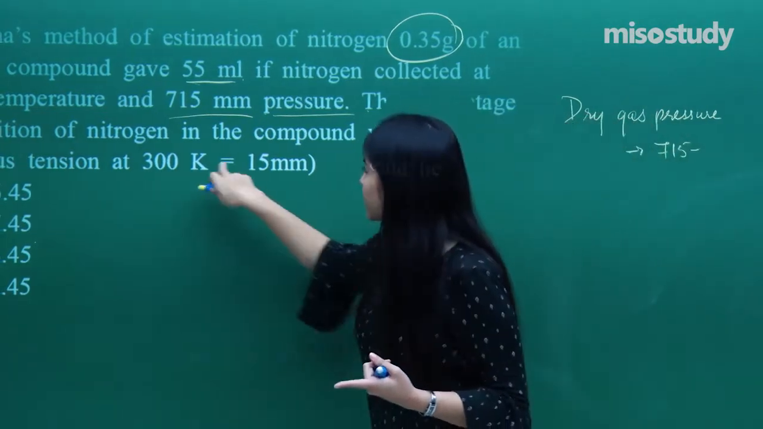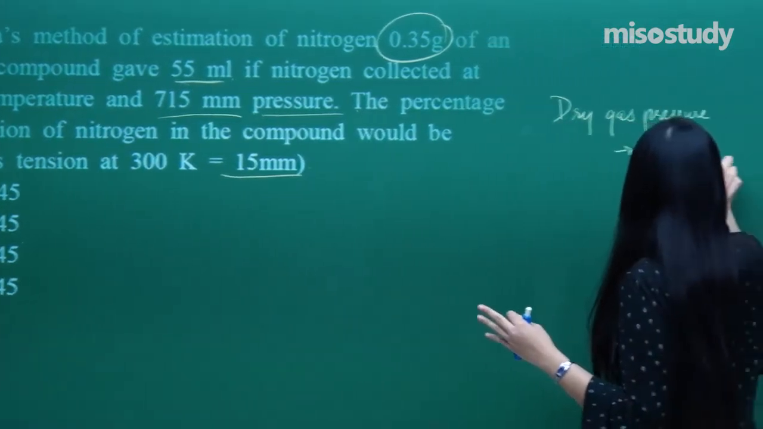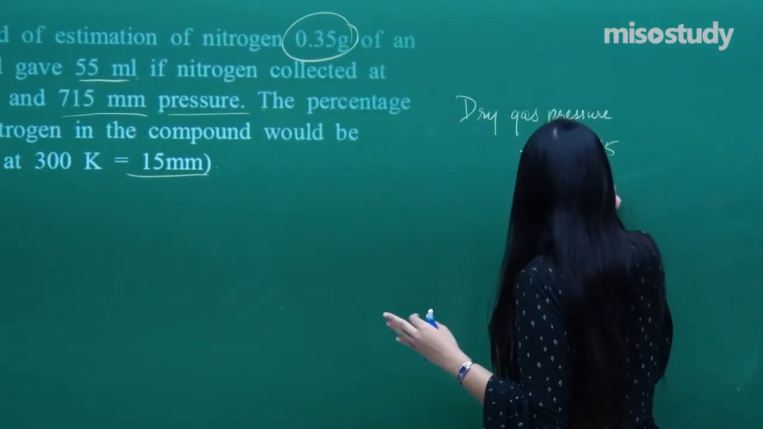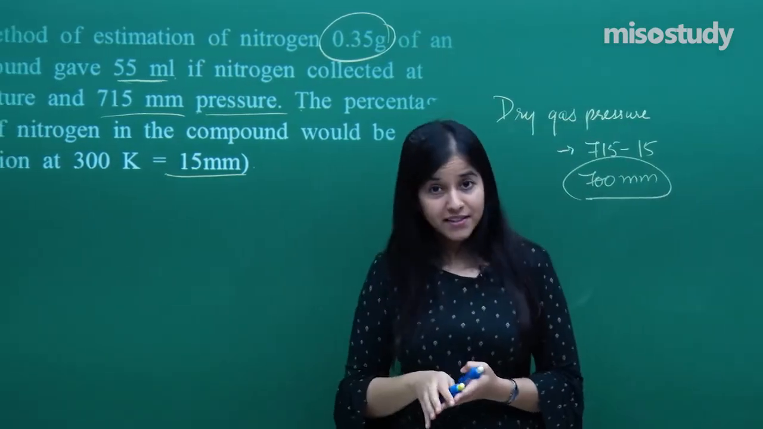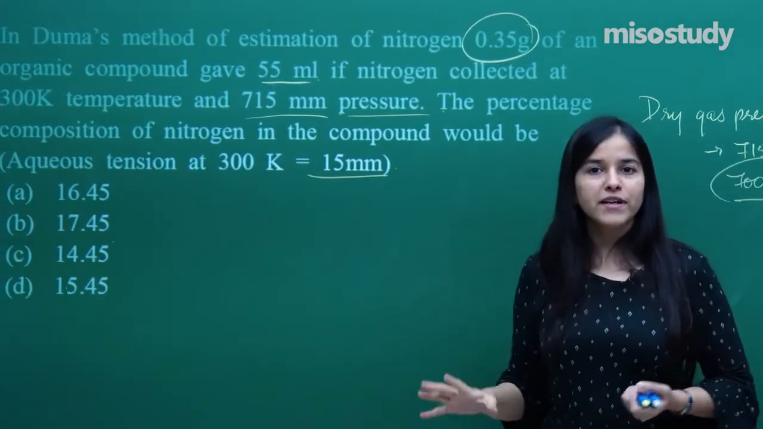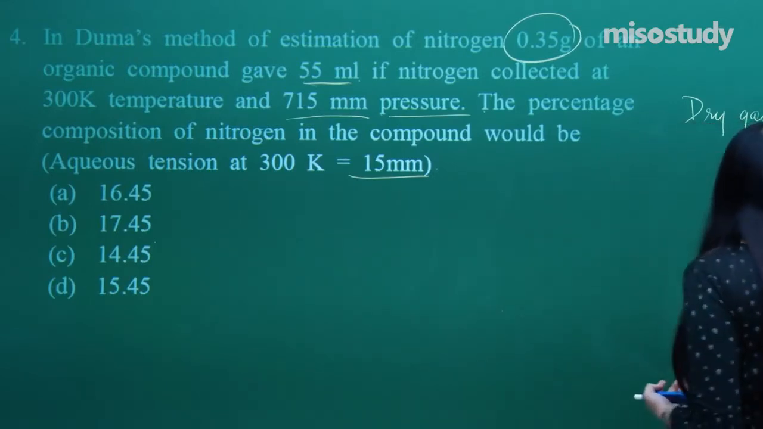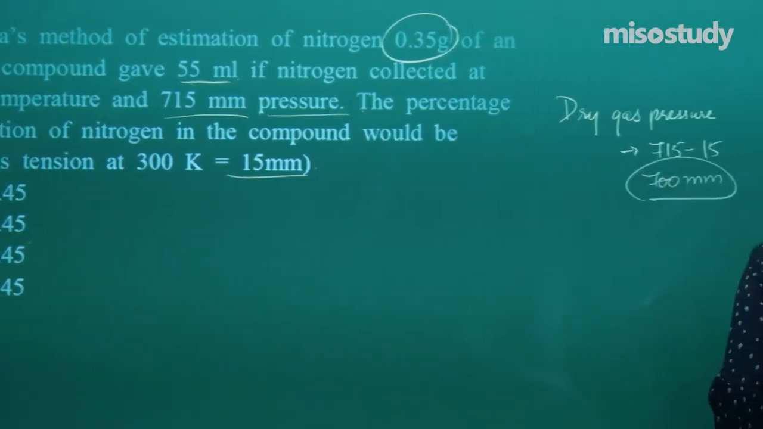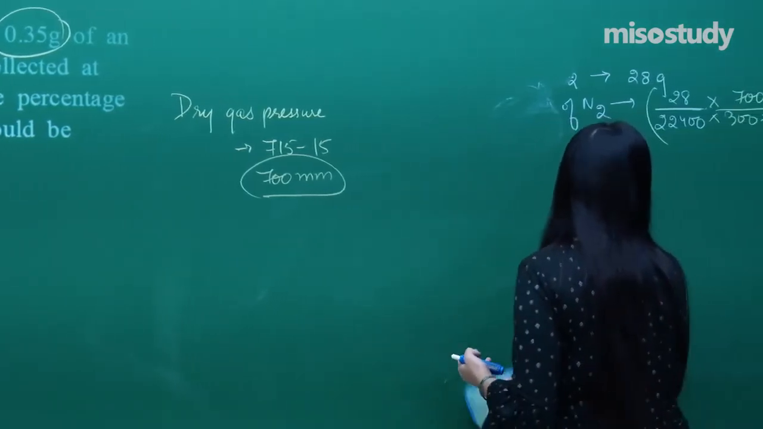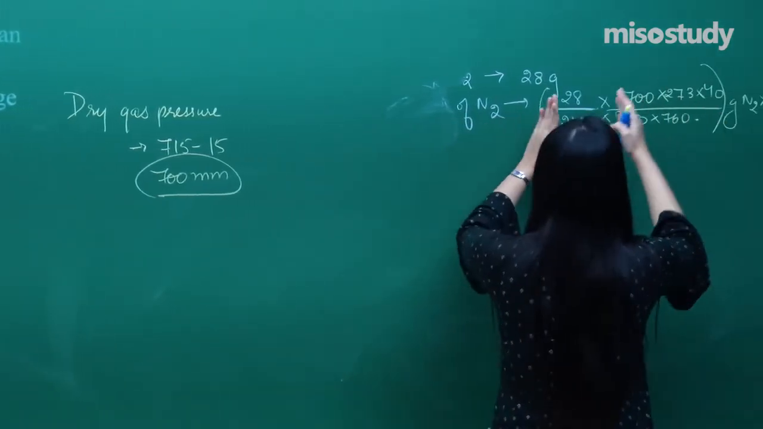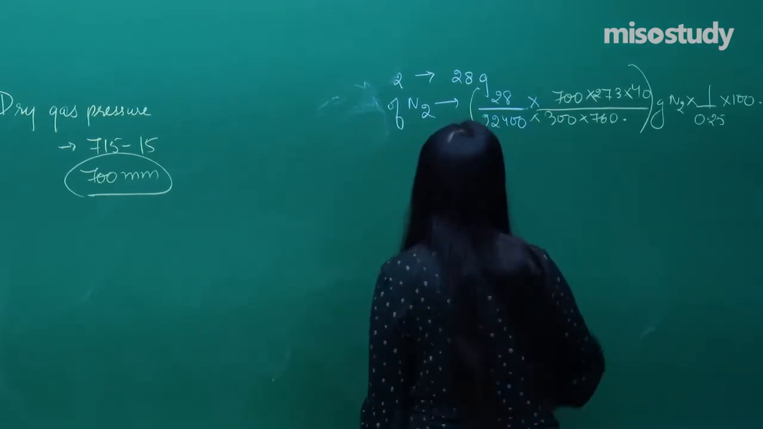What is the aqueous tension given over here? I hope everybody is getting the question right. So it will be 700 mm. I am not going to discuss the details of that because it's more or less similar. We will be now just putting the values. What are the values here? As we have discussed earlier as well, I will just change the values over here. Here the entire scenario is similar. I need to just change the values.